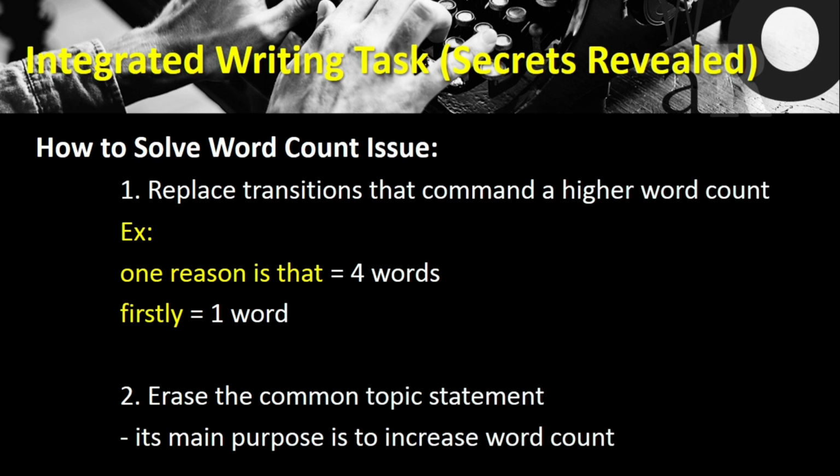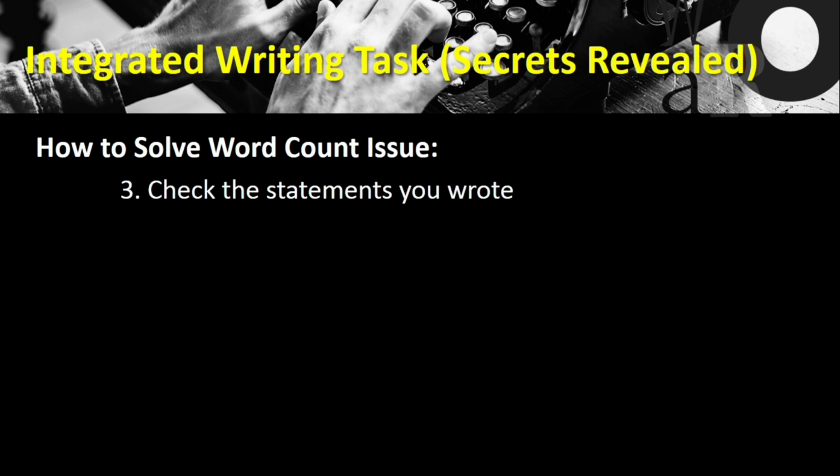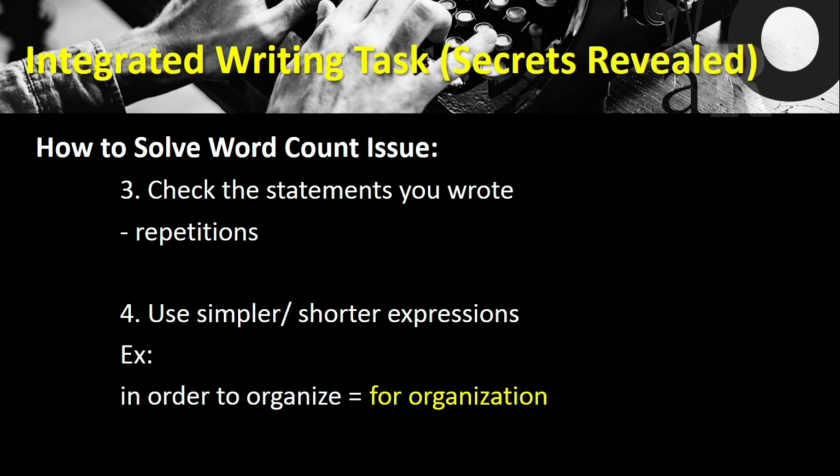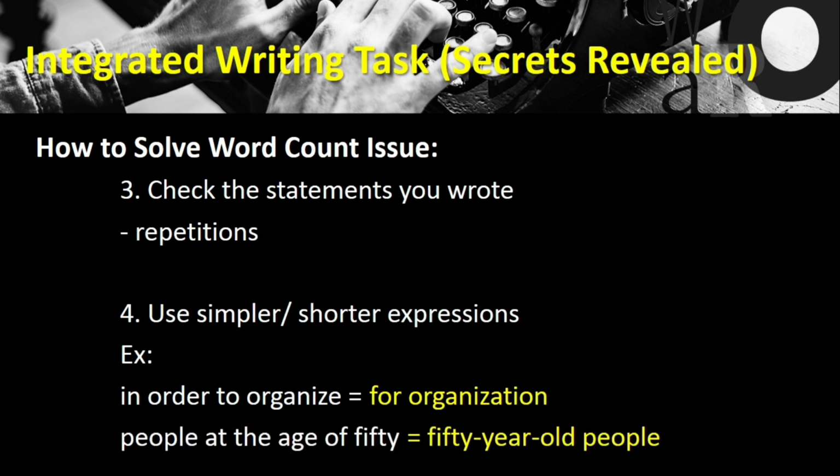But again, what if after doing so, you still have a word count issue? In this situation, you have to carefully check the details in your response. Did you not repeat a statement you just mentioned? If all details are okay, try to simplify your sentences by using shorter phrases or structures. Taking as an example again the phrase "in order to organize," it may be written as "for organization," and the phrase "people at the age of 50" may be simplified as "50-year-old people."